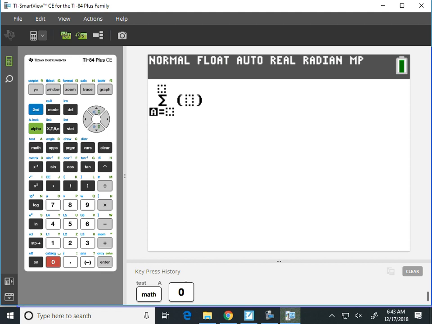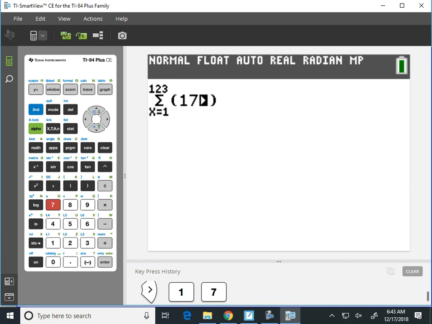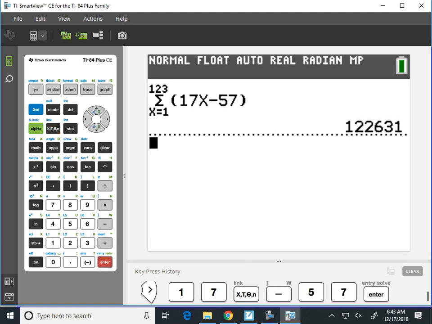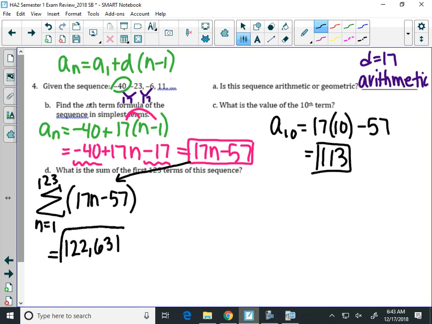So you'd hit math 0. You're adding from 1 to 123. You type in your formula. Let's see. You should get 122,631. Now that is a pretty simple way to find the sum.